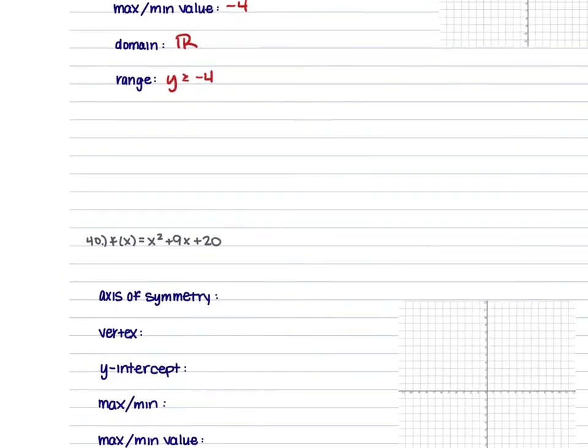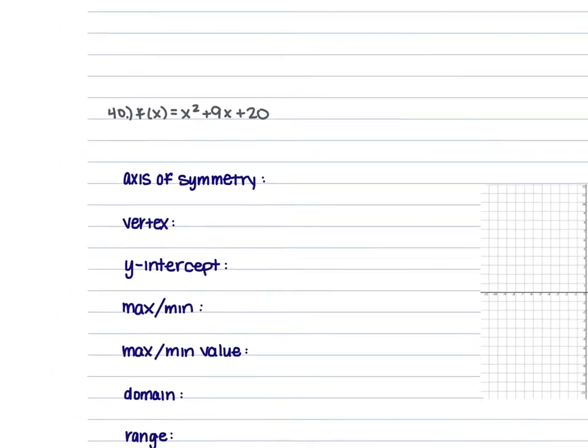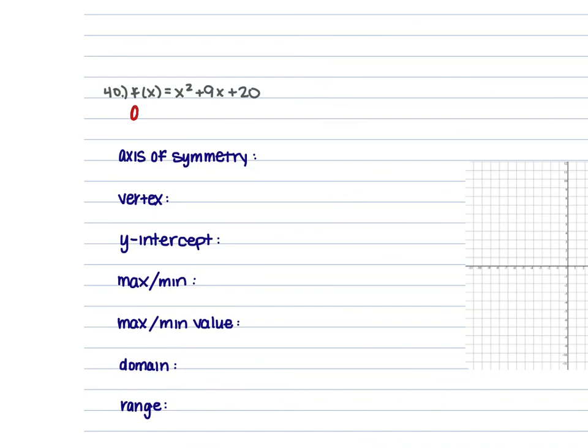For our last one, we are given f of x is equal to x squared plus 9x plus 20. So our a is 1, our b is 9, and our c is 20. So x is equal to negative 9 over 2, which is the same thing as negative 4 and 1/2. That's our axis of symmetry and the x of our vertex. We're going to plug that in.